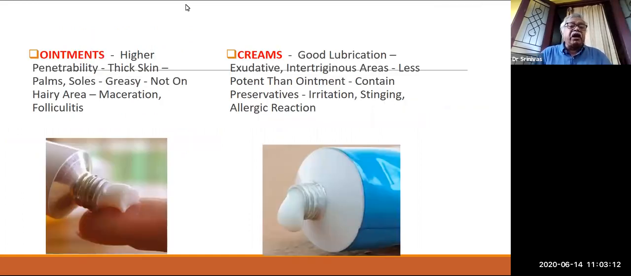So this is about the ointment. It can penetrate, it can reach much deeper, but it can also cause maceration. Creams, as I told you, have good lubrication, so you can cover a much larger area. But sometimes preservatives can cause irritation, stinging, and rarely preservatives such as chlorocresol and parabens can cause allergic contact dermatitis. If you go on applying steroids, the person improves, but because of the allergic contact dermatitis, the condition worsens, and we have to keep our eyes open for that.